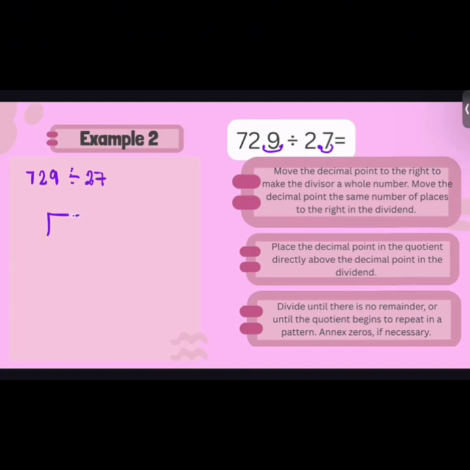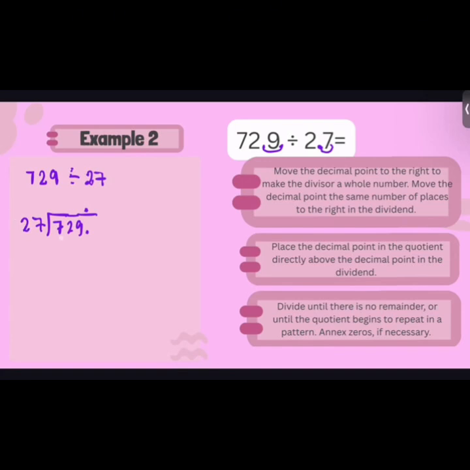So, inside our division bracket, we have the dividend 729 divided by 27. So now, next step natin is place the decimal point in the quotient directly above the decimal point in the dividend. Since our dividend is a whole number, automatic the decimal point ay nasa dulo. Then, we're going to put the decimal point above it sa quotient part. So, naka-align lang po siya. Then, proceed with division.